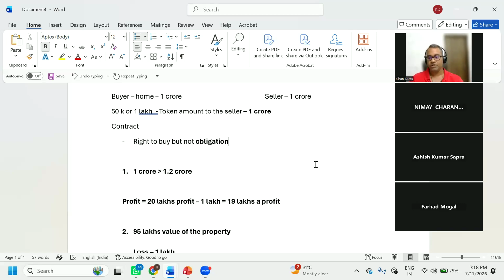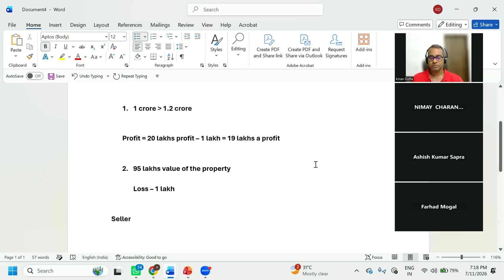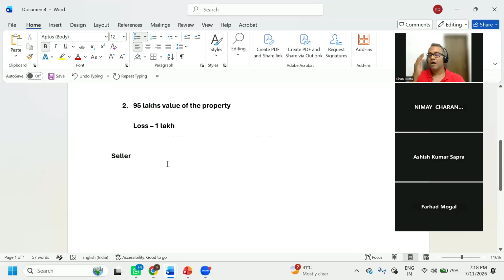Okay, got it? Everyone clear right here? Now come to the seller side. Now what is a seller? Seller, we generally call it an option writer. Now let's look into a couple of scenarios from the seller perspective. Now 1 crore is the contract value that we have logged in. Now the contract has become 1.2 CR.